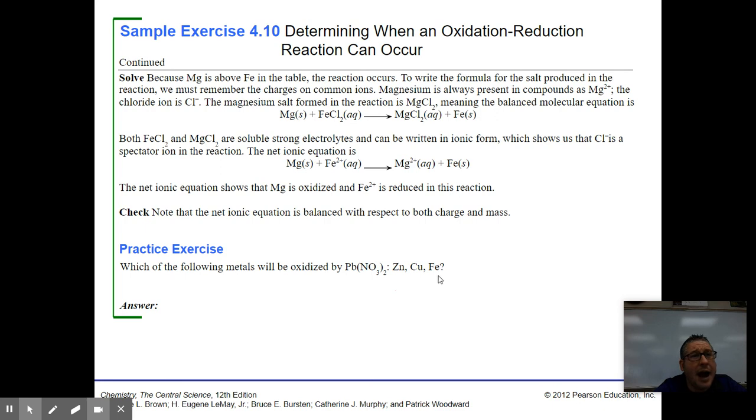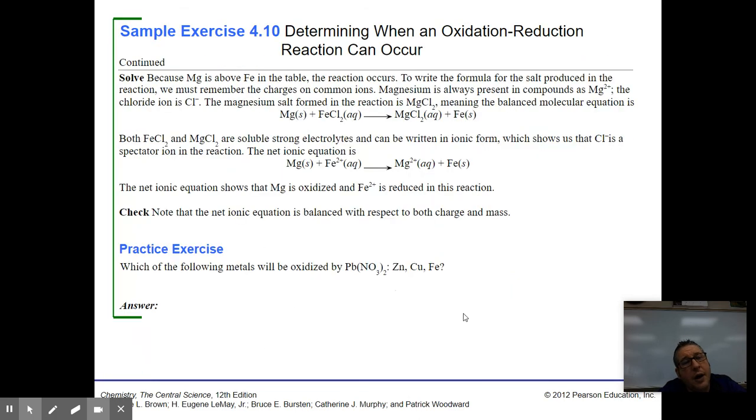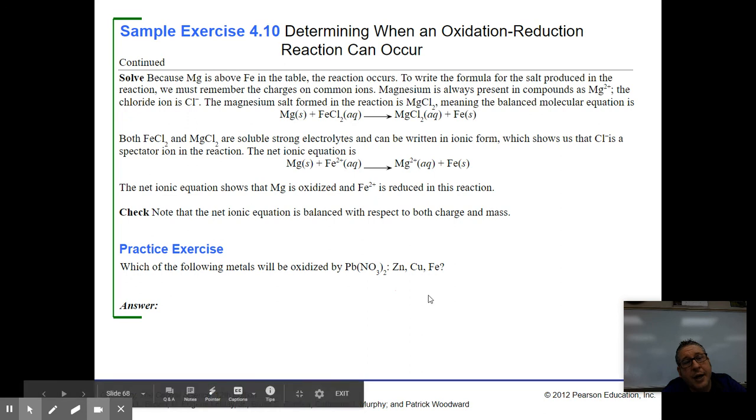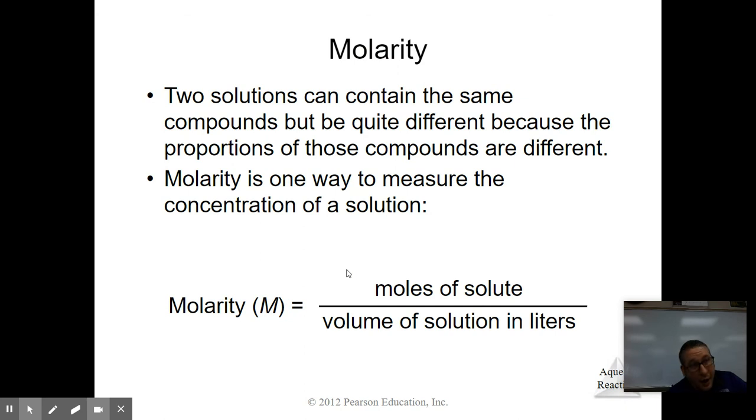And lastly, iron. Okay, iron, we got to find iron, which is right here. Lead is right here. So the standalone metal iron is above lead. Therefore, iron will be oxidized by lead 2 nitrate. So zinc and iron will be oxidized by lead 2 nitrate. Copper will not. That's all based off of their standalone metal's location in conjunction with lead's location on the activity series table. Okay, that gets us to the very end of section 4.